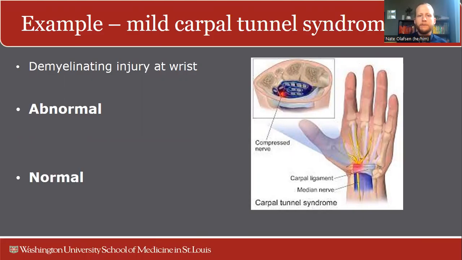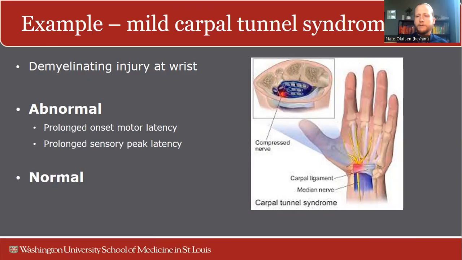One of the most common reasons why we would perform electrodiagnostic testing is hand numbness, and many times we find carpal tunnel syndrome. In mild carpal tunnel syndrome, typically this represents a demyelinating injury to the median nerve at the level of the wrist. Because it's a demyelinating rather than axonal process, we would expect that the latency of the motor study might be prolonged or slowed, and the peak latency of the sensory response might also be slowed or prolonged. But given that the axon is normal, we would expect that the needle EMG for the most part would be pretty normal.